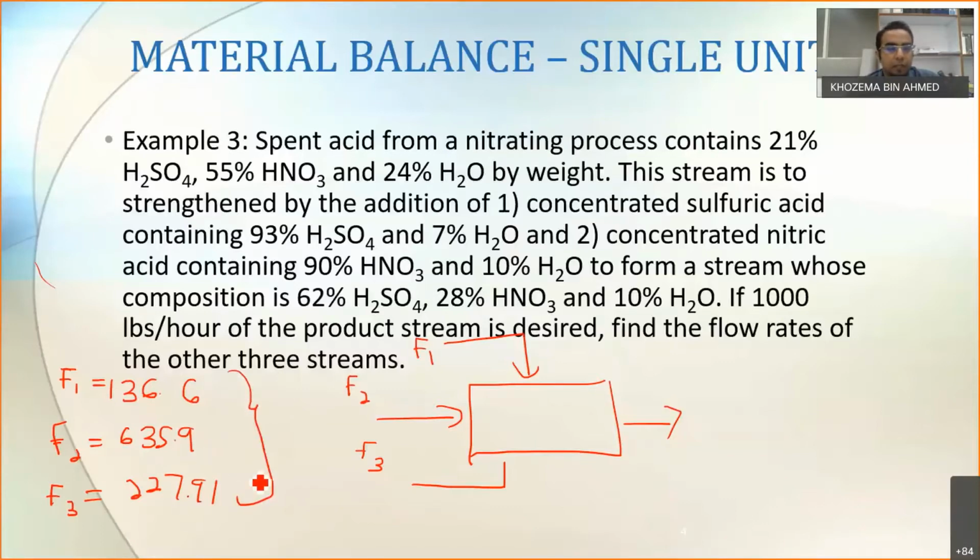But the only thing that I would like to stress to you is that in order to make sure whether your answer is right or wrong, there's always step number 7 where you check your answer. So how do you check? The best way is that this is your product stream, and we know that our product P here must always equal 1000 pounds per hour.